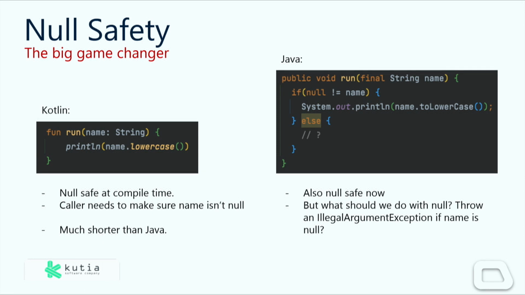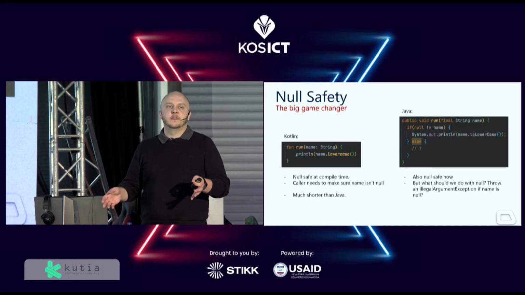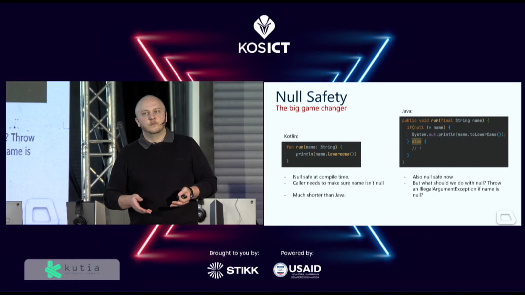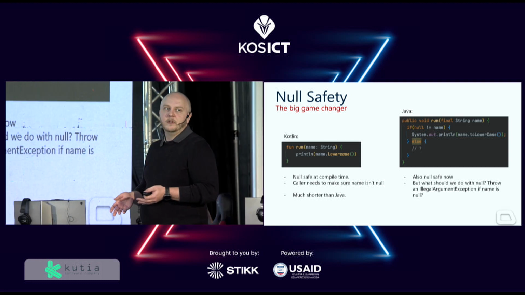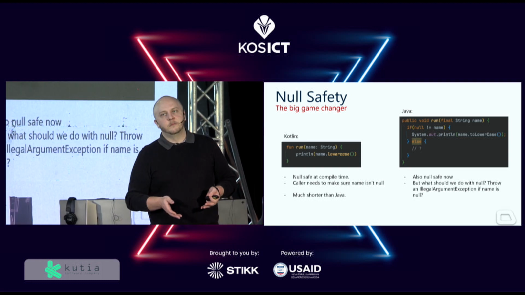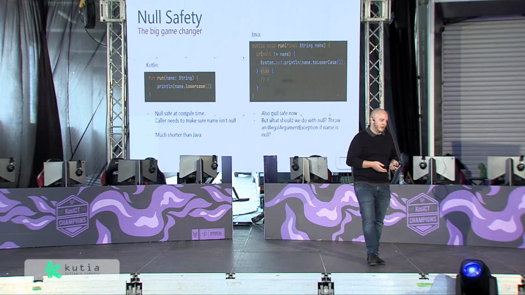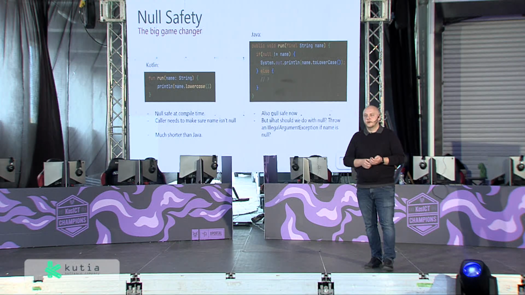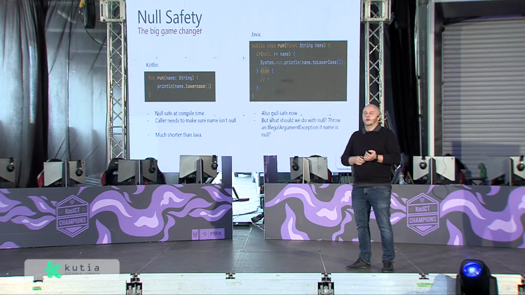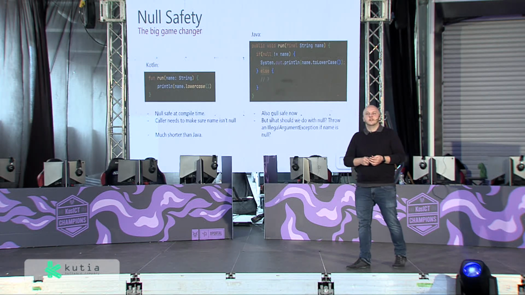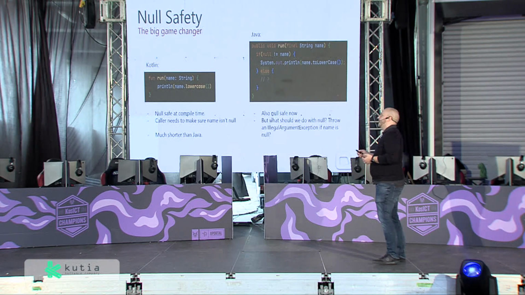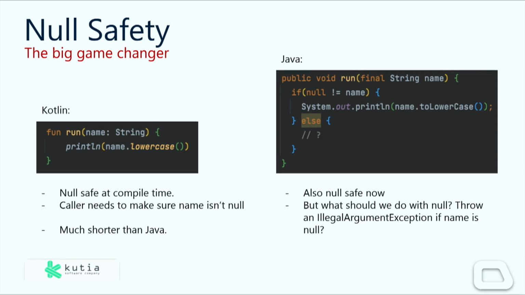If you see, I have an if-then-else. First I check if it's not null, then do the print line. But now I have an else clause. What are you doing there? That's up to the developer, right? So what's the typical solution for a lot of developers? Just throw an exception. Throw, or return null, even worse. So throw an illegal argument exception, for example.